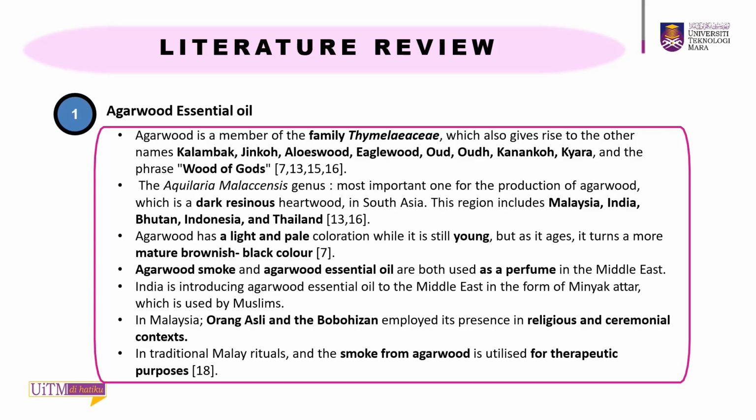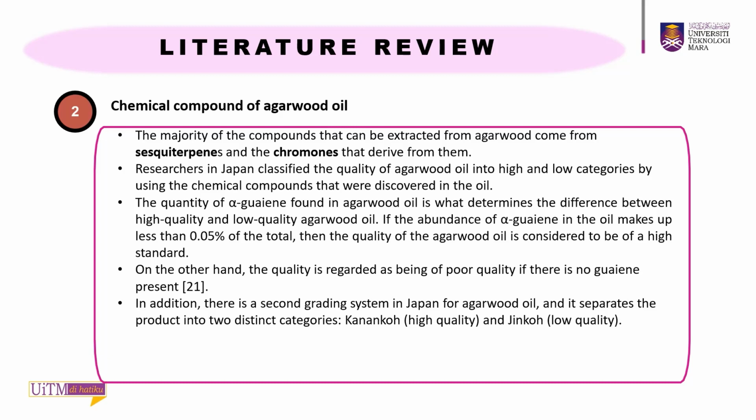Next is chemical compounds. The most important chemical compounds that can be extracted from agarwood come from sesquiterpenes and chromones that derive from the agarwood oil. Researchers in Japan classified the oil quality of agarwood oil into high and low categories by using the chemical compounds.